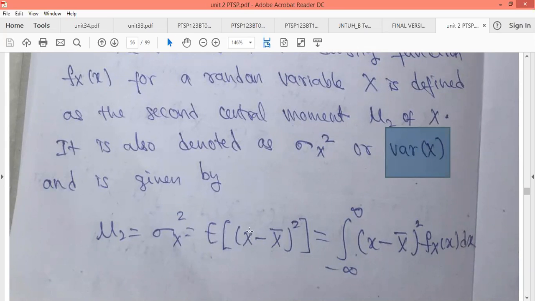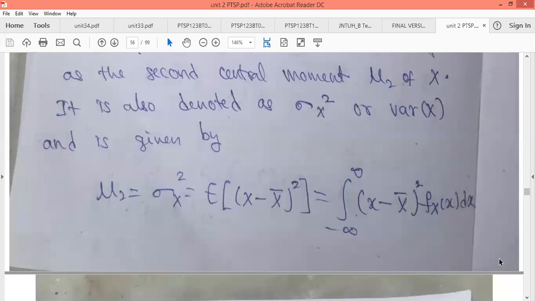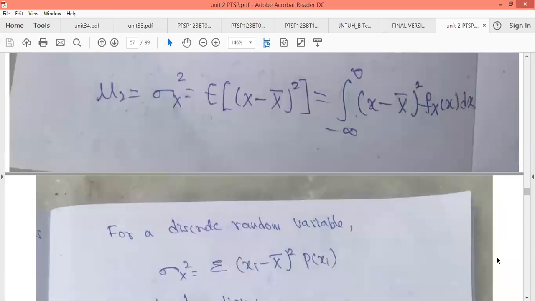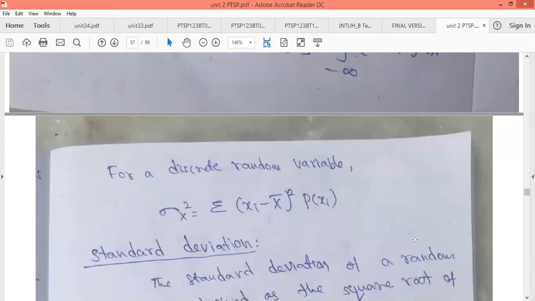It is the expected value of (x minus x bar) whole square. This is the formula. What is the formula for the central moment? It is the integral from minus infinity to plus infinity of (x minus x bar) square fx of x dx. Okay, so this is the formula we use here. Then for the discrete case, it is the summation of (xi minus x bar) whole square p of xi. This is the equation for the discrete case.